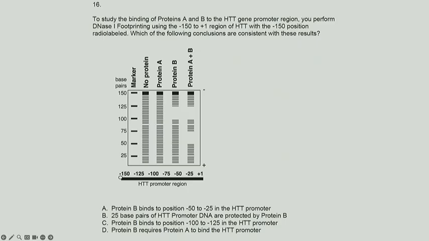The EMSA, the electromobility shift assay, you can tell that it is binding a piece of DNA, but not where in the DNA it's binding. Exactly. Yes, protein B protects 25 base pairs of this DNA from the DNase treatment.